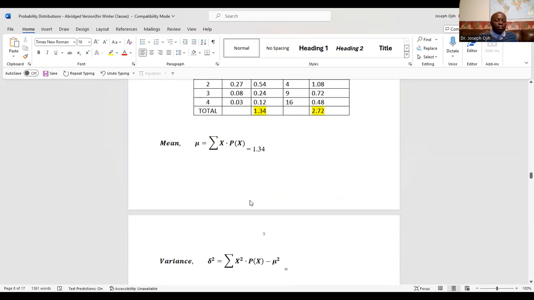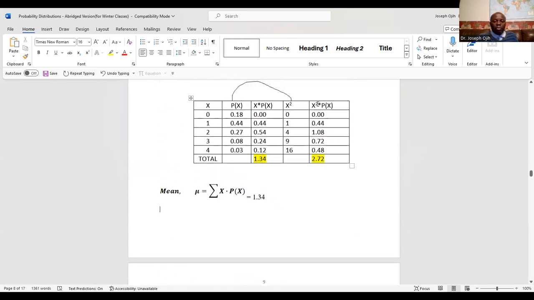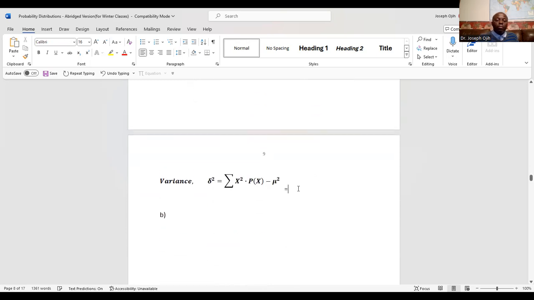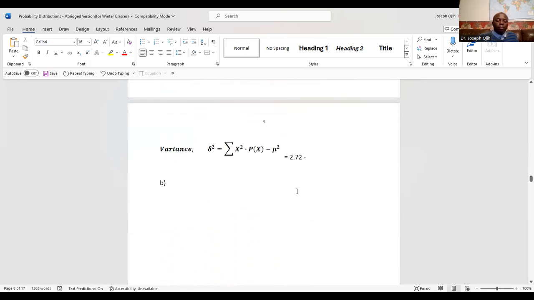Now for the variance, we need this formula here. Sum of x squared times px minus mean squared. Now the sum of x squared times px, we have it right here, and the sum is 2.72, minus the mean. Now the mean is 1.34, and they say to square it. So we're gonna square it.